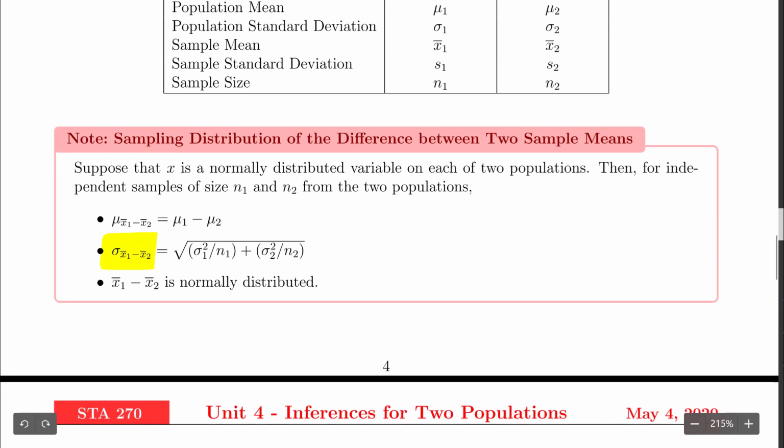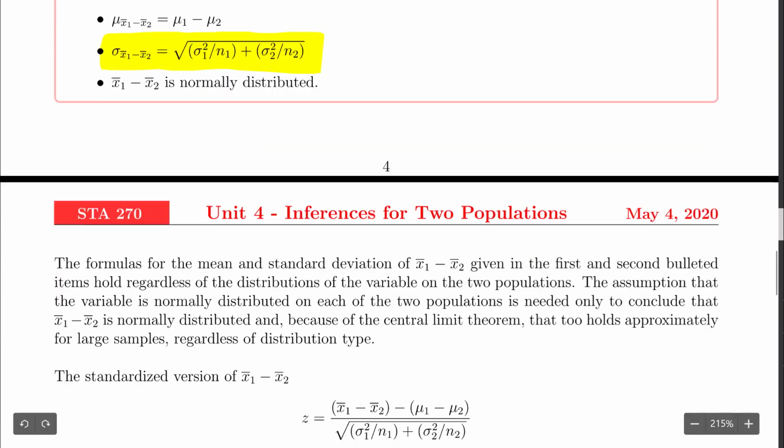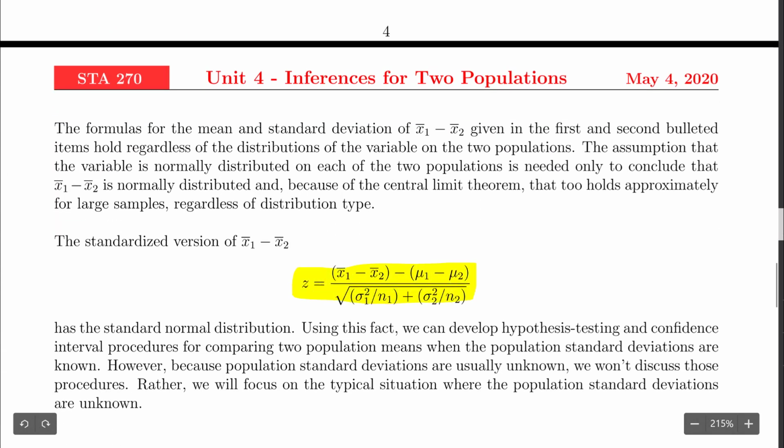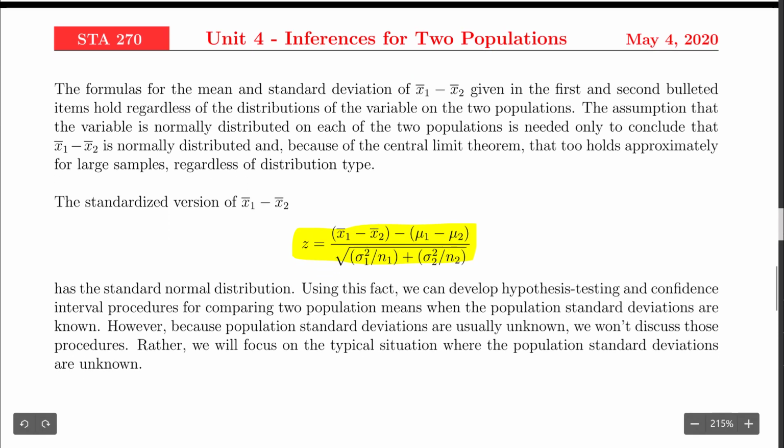Our standard deviation for the difference in the sample means is found right here. We would just take the variance of sample 1 divided by its sample size, plus the variance of sample 2 divided by its sample size. Take the square root of that sum, and that will give you the standard deviation of the difference in the sample means. And then we also have how to compute the z-score, which we'll talk about more in an upcoming set of notes. That shows you illustratively how to compute that z-score using the data that we're given.